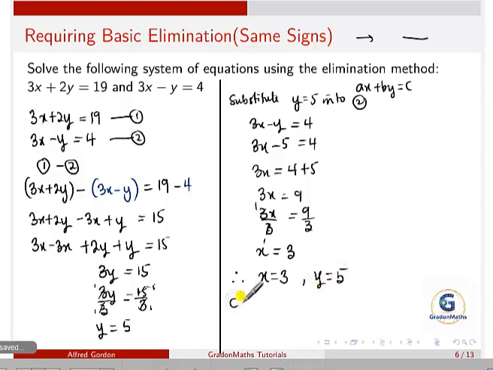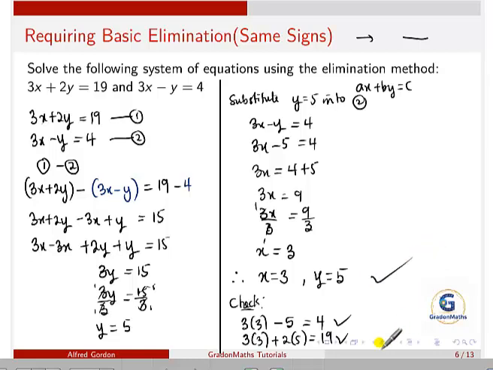Here we can do a check. Let's check this in one of the equations. Checking with the second equation, we have 3 into x, which is 3, minus 5 for y, and this times that is 9. 9 minus 5 gives us 4, and this is true, so checked. We can verify with the other equation: 3 multiplying x is 3, plus 2 times y is 5. 3 times 3 is 9, and 2 times 5 is 10, and 10 plus 9 is 19, which is also correct. So our solution is right.